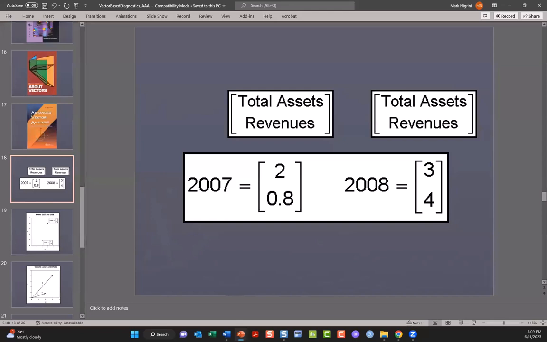Maybe not. And so this is a simple example, and the simple example only has 2 entries, because I can graph it. So let's say we have a set of financial statements and all we're recording is total assets and revenues. In 2007, these were the numbers. In 2008, those are the numbers. And I'm now going to try and ascertain what the difference is. I can actually graph these 2 points.